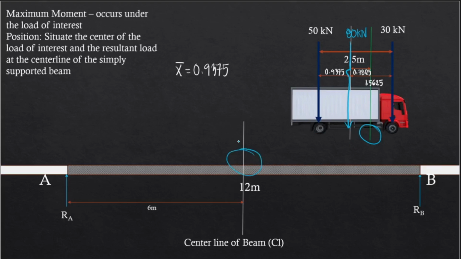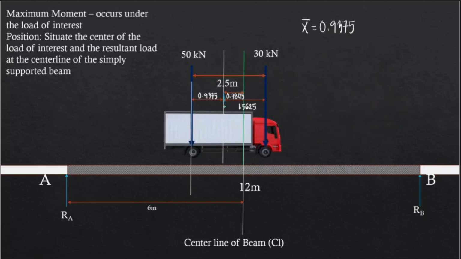And so we must situate this green line at the center line of the beam so that we'll be able to determine the maximum moment under the 30 kN load, because it is sometimes asked in your quizzes in mechanics. Now we're going to situate the green line at the center line. We have this one, and so this is the resultant load.